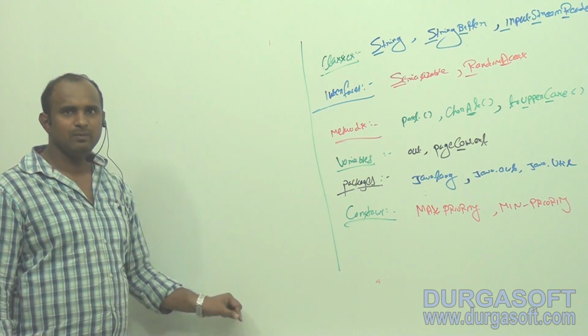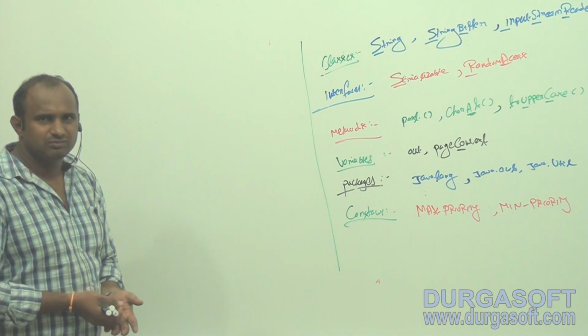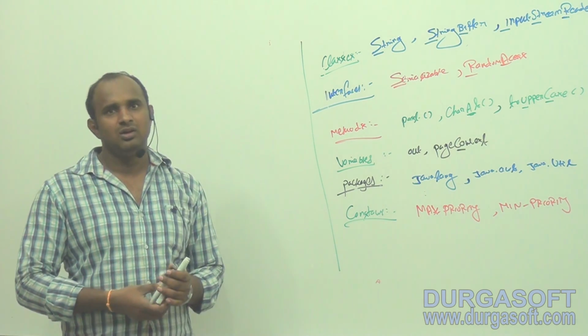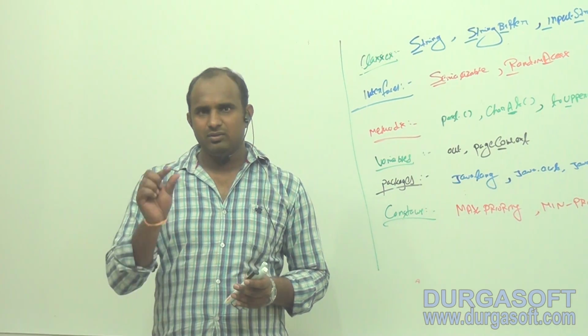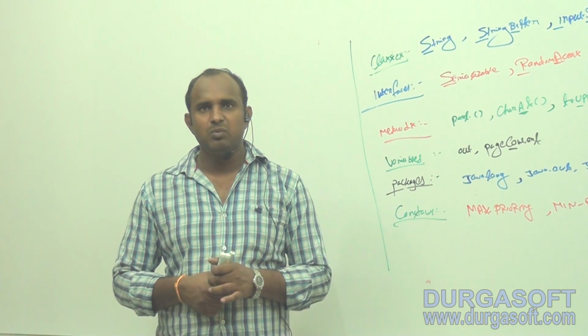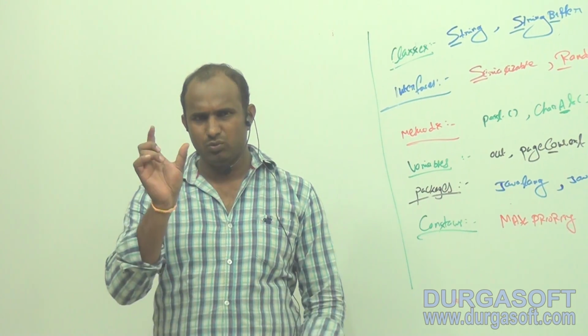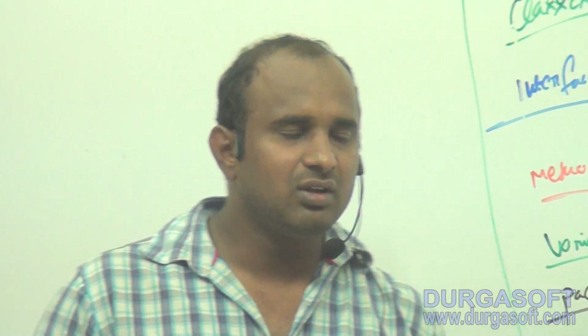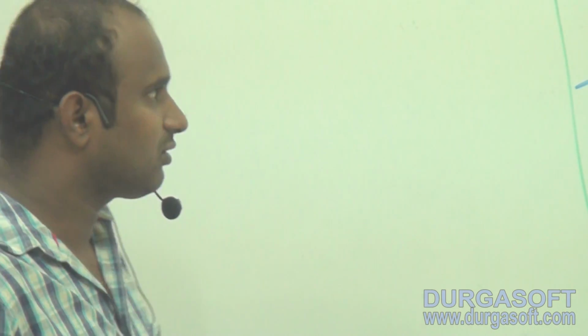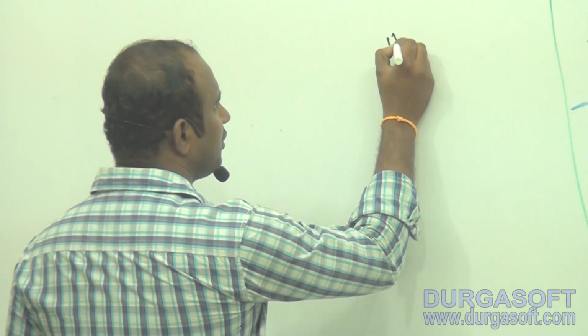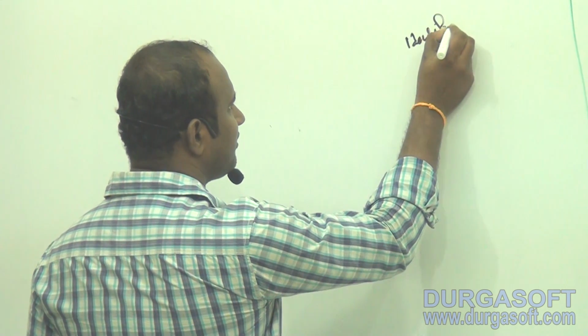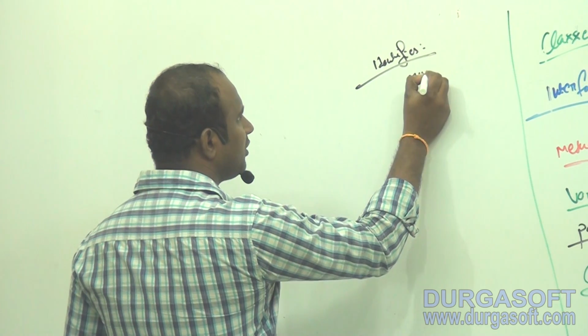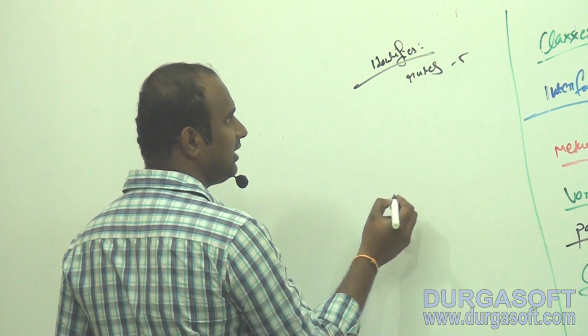Java tokens. So you know, what do you mean by token? In general, a token is nothing but the smallest individual part of the application. Nothing but a word. The smallest individual part of the application is called a token. So just now you completed identifiers, with 5 rules.